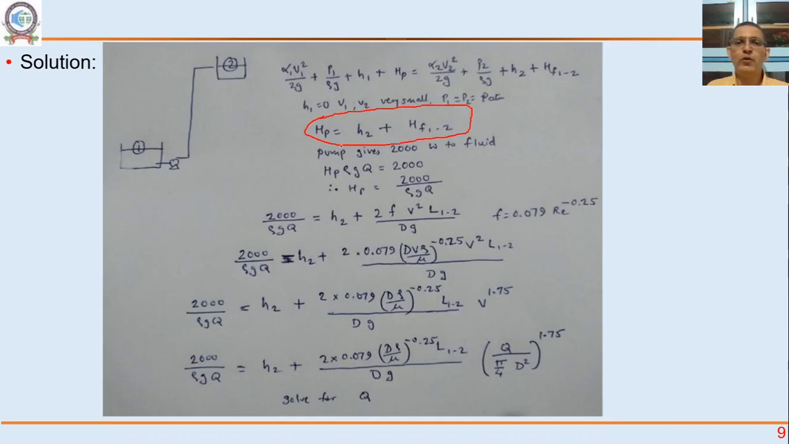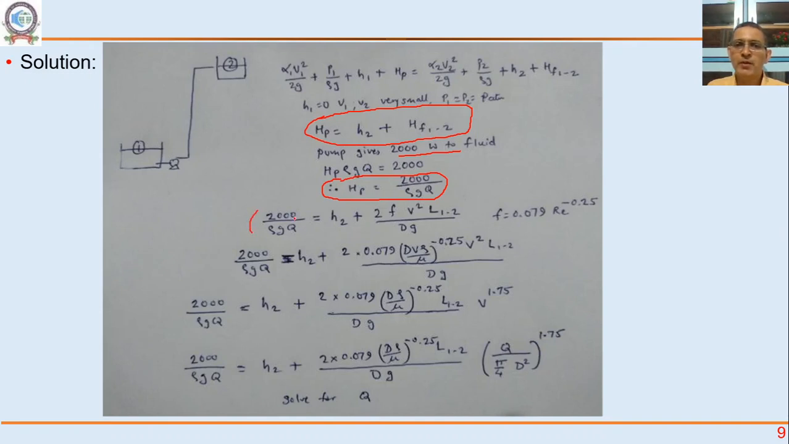Now the only thing is I don't know the flow rate, but I am telling you that the pump gives 2000 watts of power to the fluid. So what is HP in terms of flow rate? HP rho g Q is the power delivered to fluid. That's 2000. So HP would become 2000 divided by rho g Q. So I can substitute that here.